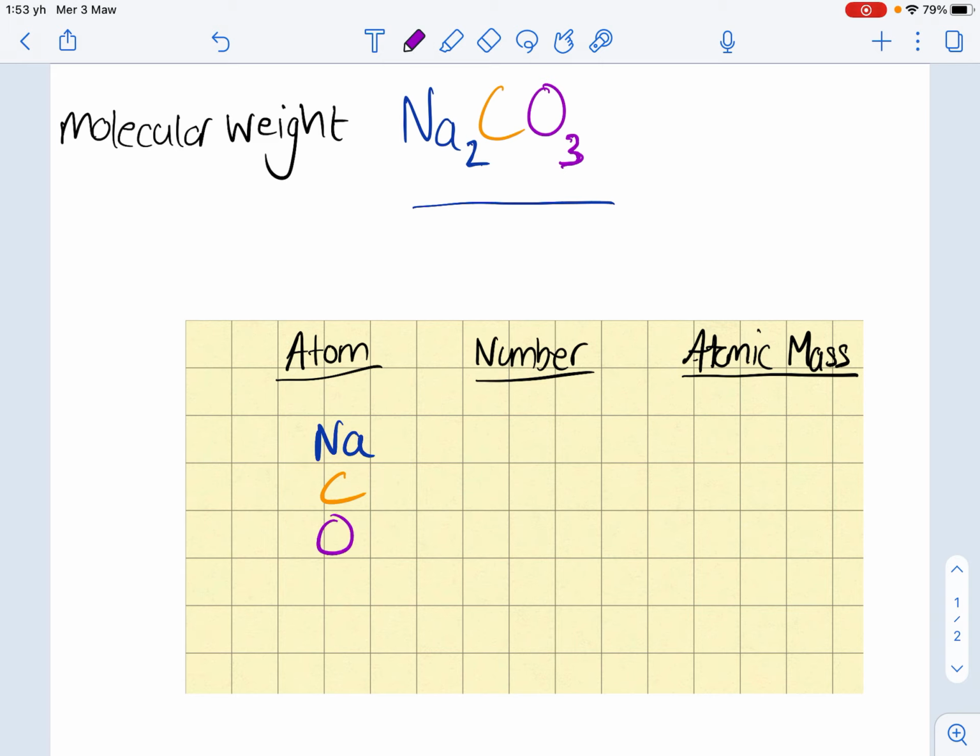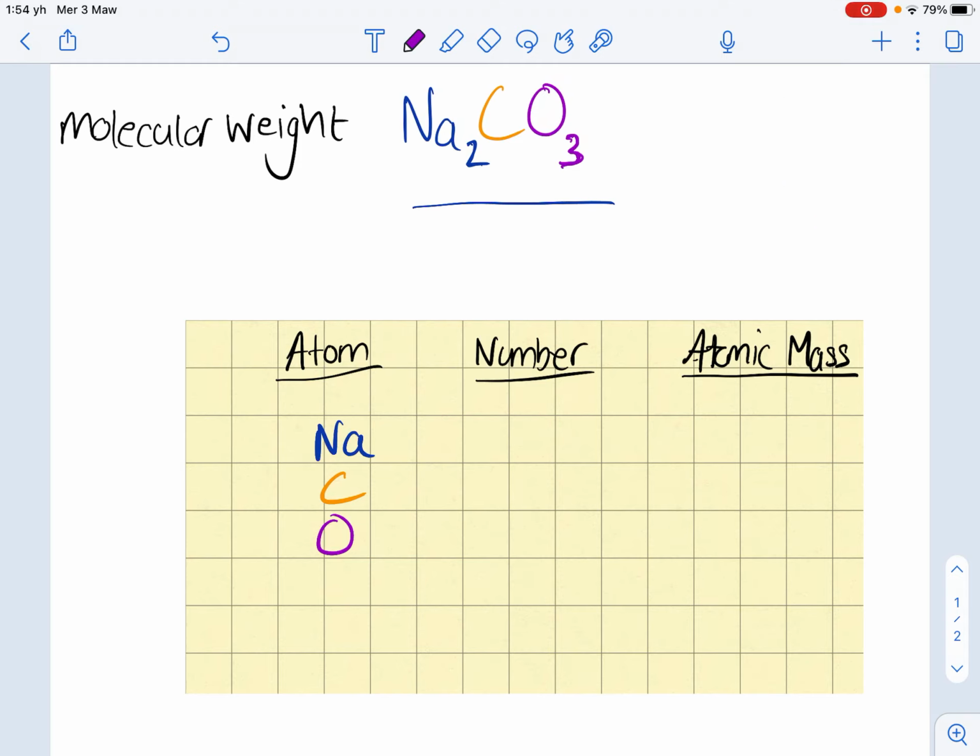Little trick here, just in case you're not sure, for example, if Na is one single element or if it's two: whenever you have a capital letter and then a lowercase letter, that is one single element. Whenever you have two capital letters together, they're going to be two different elements. So this is actually iodine and then chlorine, okay? So there's a little trick to help.